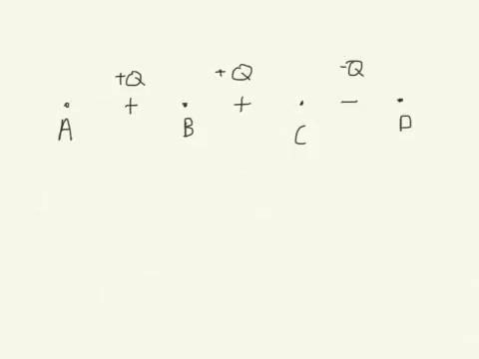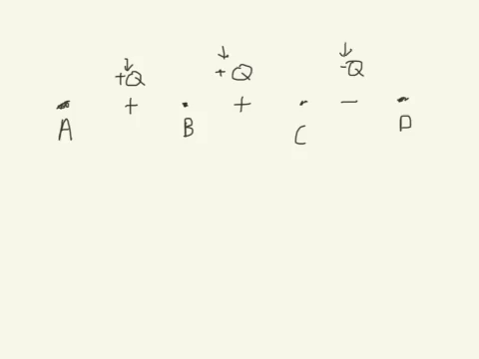Here's a question that might be similar to one of your homework problems. We are supposed to rank the potentials at these 4 points, A, B, C, and D. And we know that they are equidistant from these charges. So there's two equal positive charges here and here, and then a negative charge that's equal in magnitude over here.